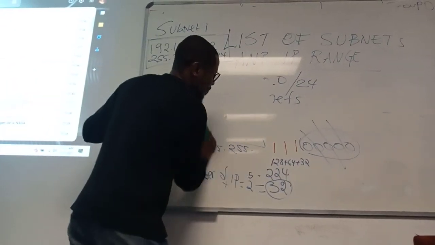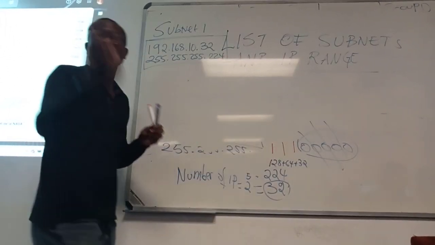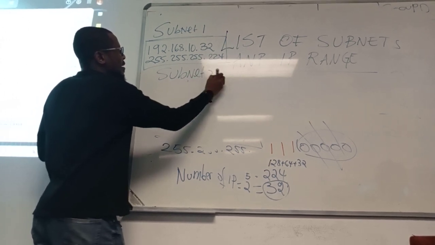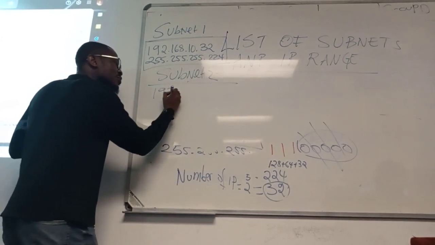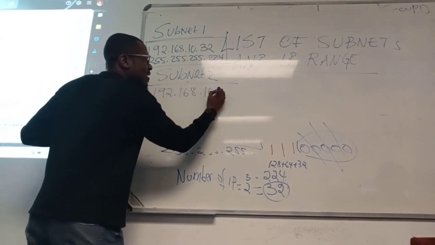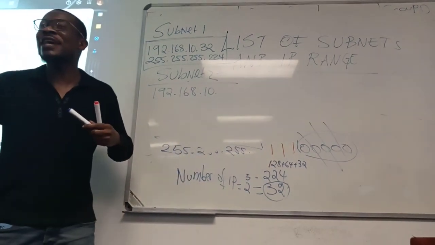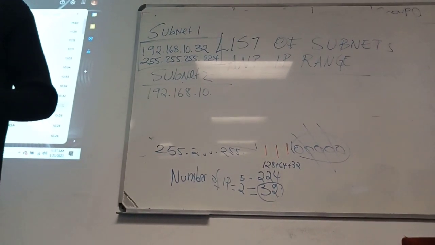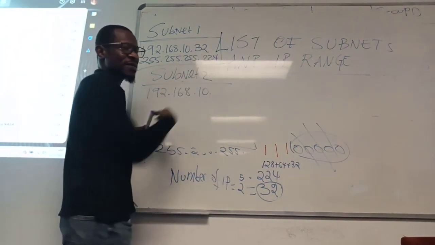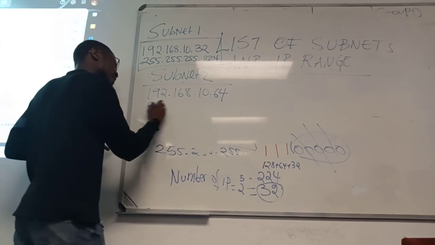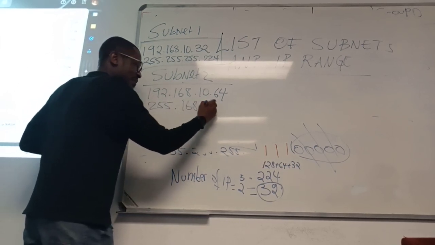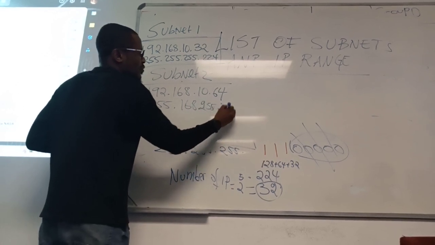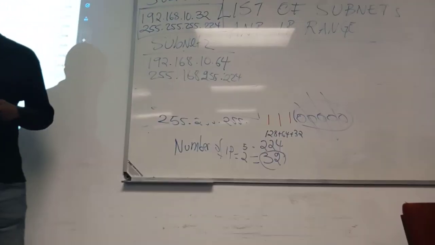The next subnet, right? You see that they are easy now. It's 192.168.10. You're going to do what? 32 plus 32. So for every new network, you are incrementing by 32. Easy. 32 plus 32, 64. They are using the same subnet mask, so it's 255.255.255.224. You are done with the next network.